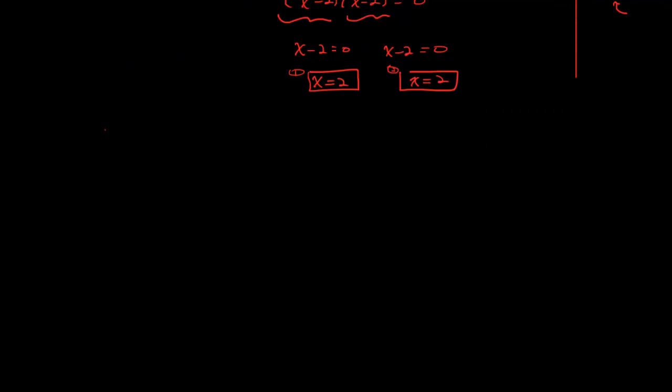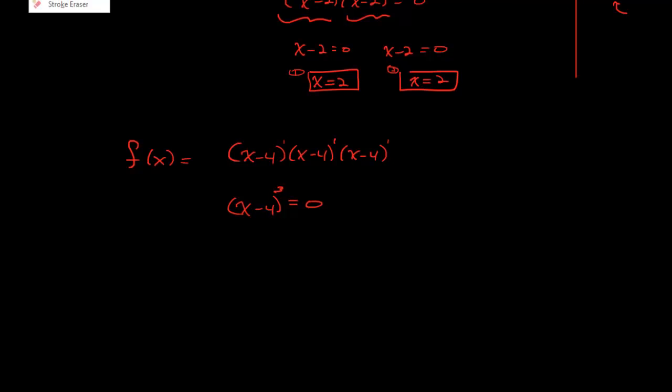Let us say f of x equals x minus 4 times x minus 4 times x minus 4. If I wanted to find the zeros here, we would set x minus 4, 1, 2, 3. Remember, if we want to determine the exponent, we could say x minus 4 cubed equals 0. If we have x minus 4 times x minus 4 times x minus 4, that's really x minus 4 raised to the third power.